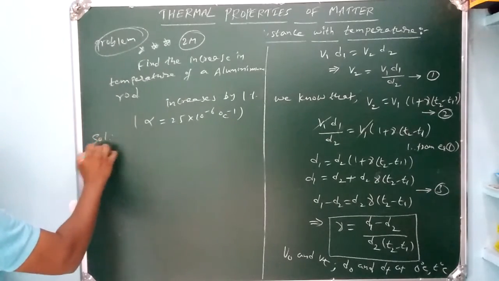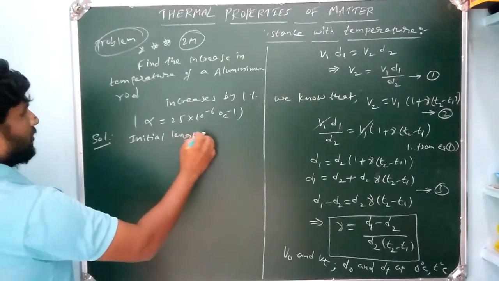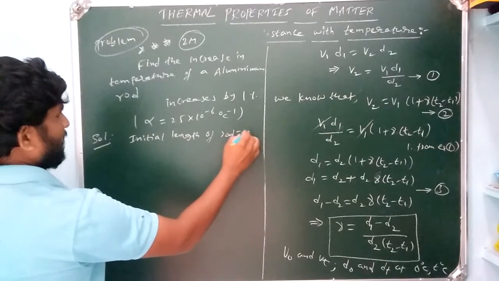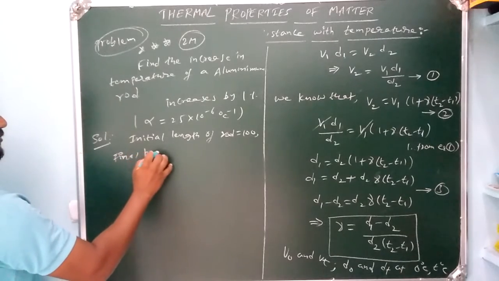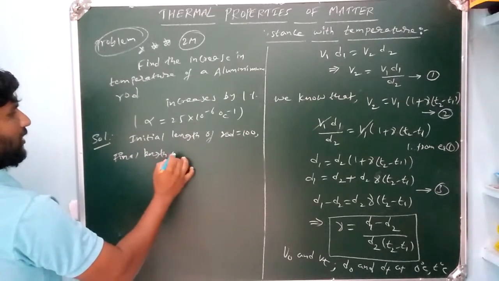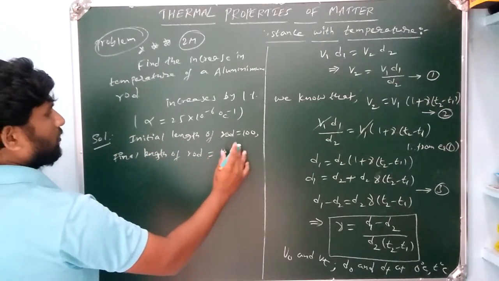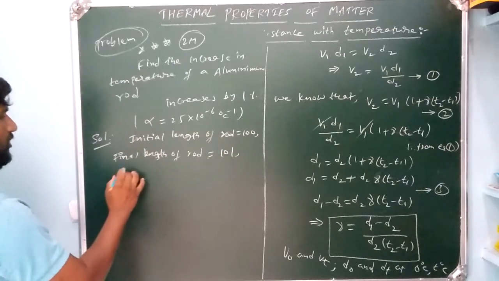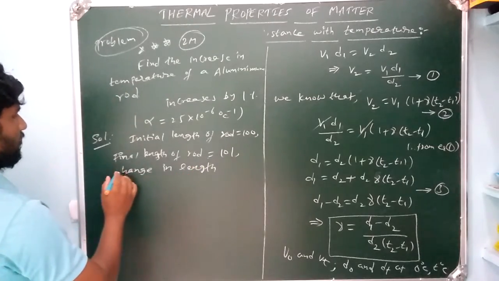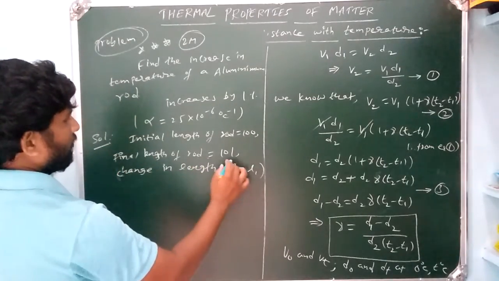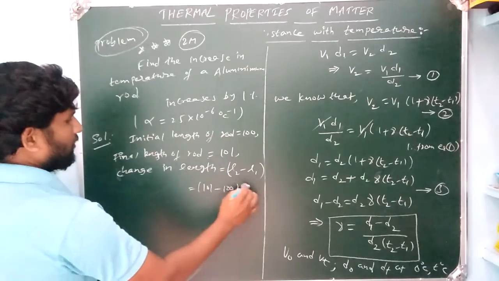Now the solution for this. The initial length of the aluminium rod I take as 100. The final length increases by 1%, which means the final length of the rod is equal to 100 plus 1, that is 101. Now the change in length is L2 minus L1. This is the initial length L1, this is L2. L2 minus L1 is 101 minus 100, equal to 1.